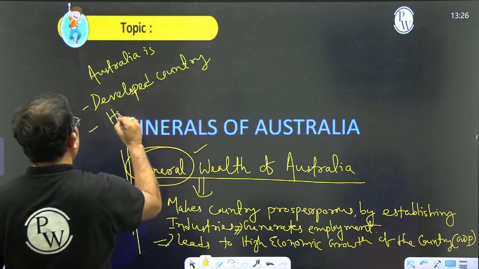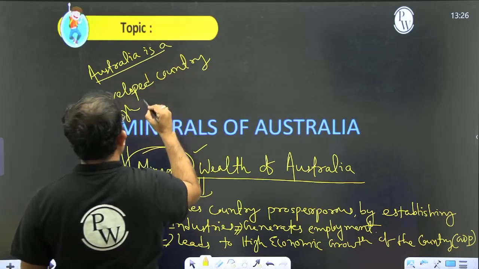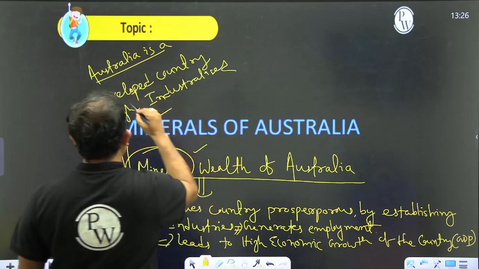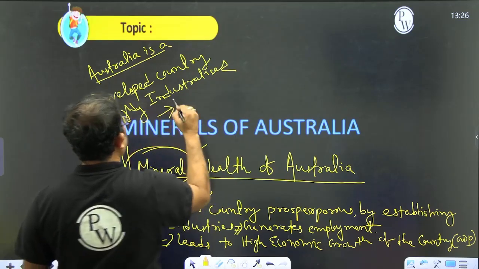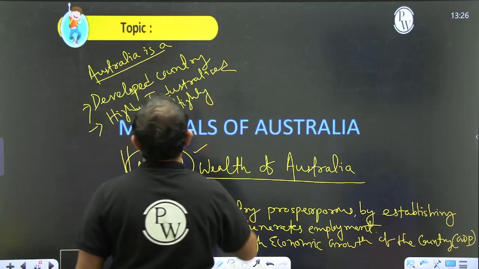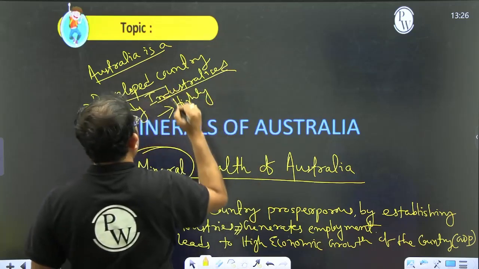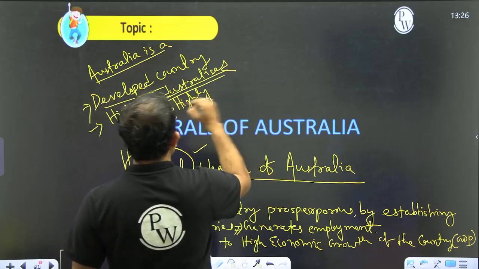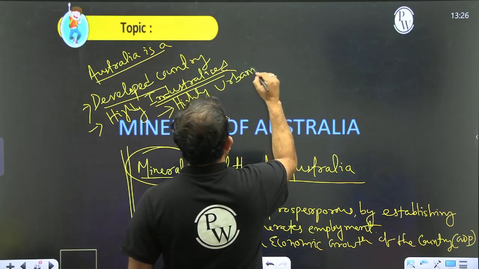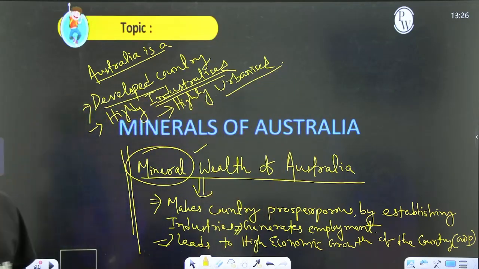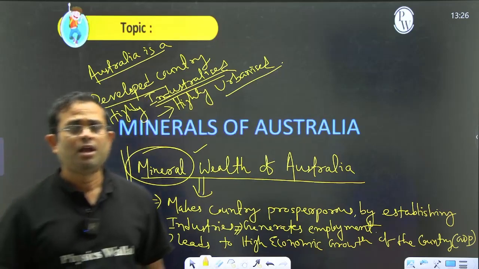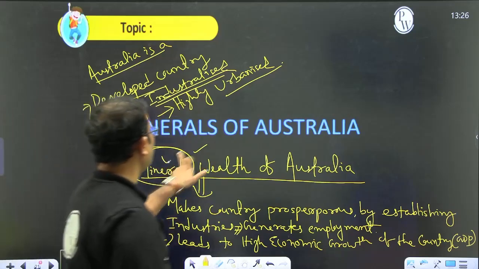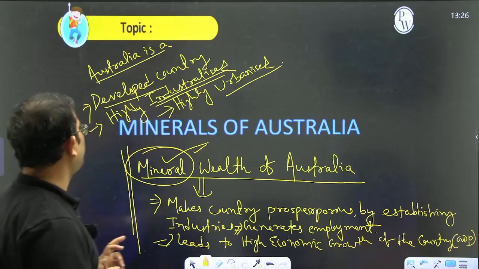That means highly industrialized, and also highly urbanized. Australia is a country which is highly industrialized and highly urbanized. Why? Because lots of industries are settled. From where is it generated? From minerals. So let us know which minerals are there in Australia.